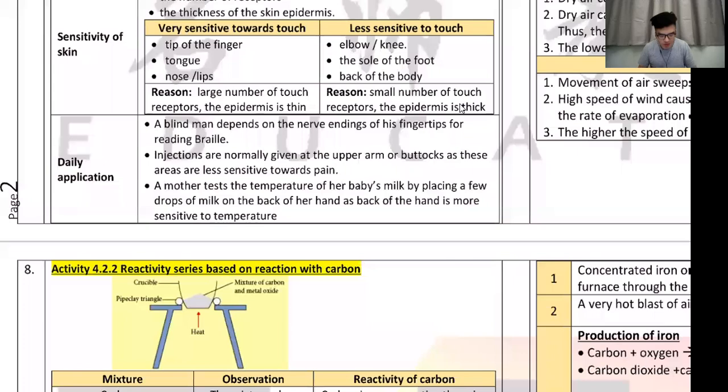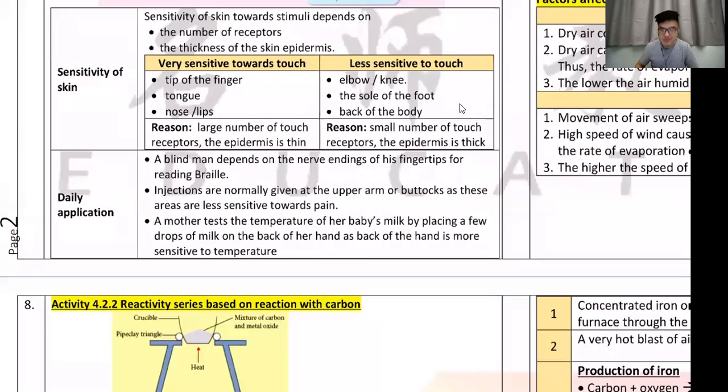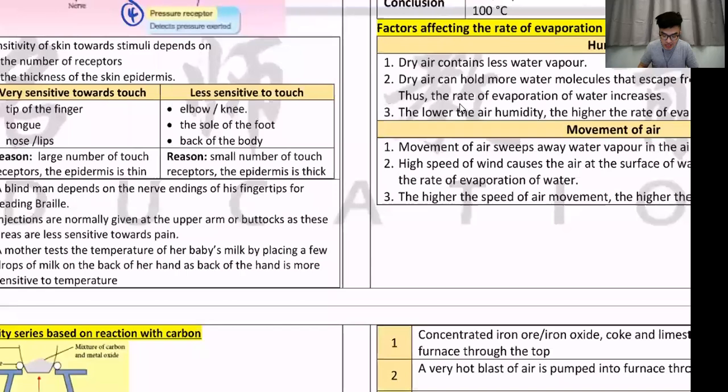Okay, anyway, so a mother tests the temperature of the baby's milk by placing a few drops of milk at the back of the hand, okay, here, or they can use it here also, because these places are really sensitive to temperature, right? Okay, easy, this is your skin. You learned this year already.